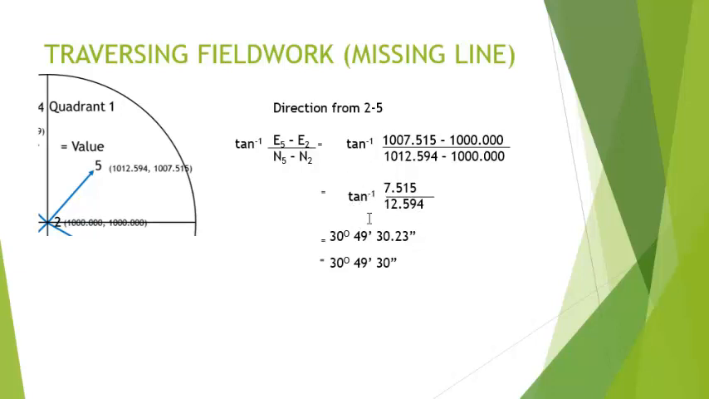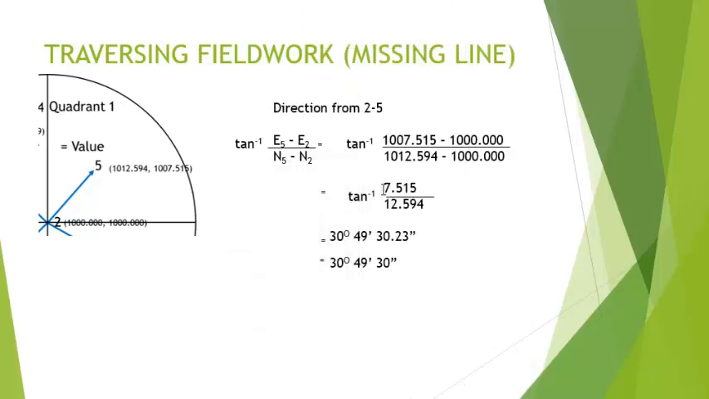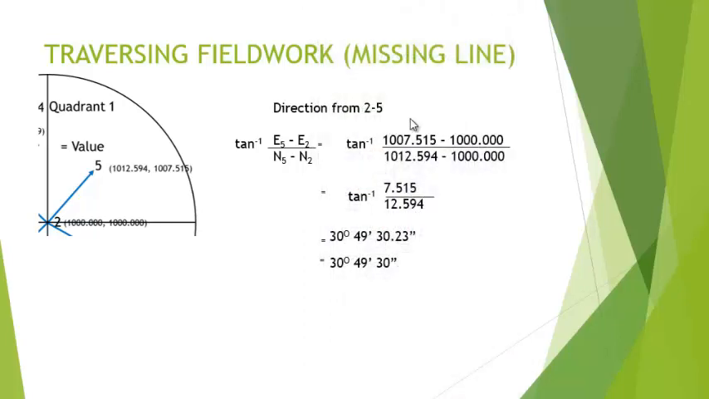How to get this reverse tangent is simply by shift tangent. This is how you do the reverse tangent. Insert the value here, and once you have inserted the value, there will be decimal numbers, and all you need to do is click this button to change it to degrees.